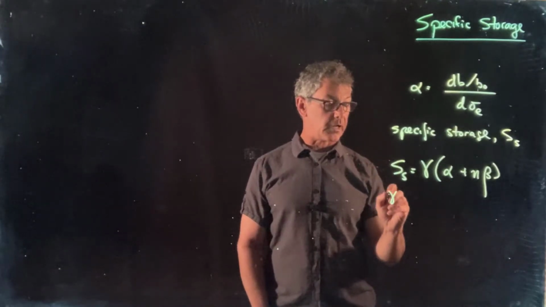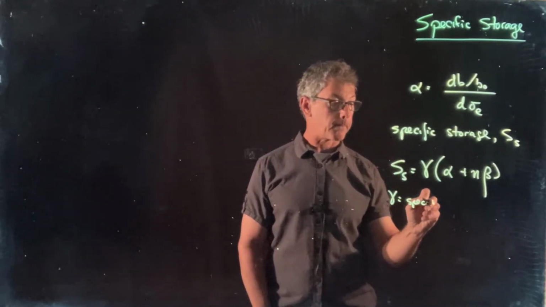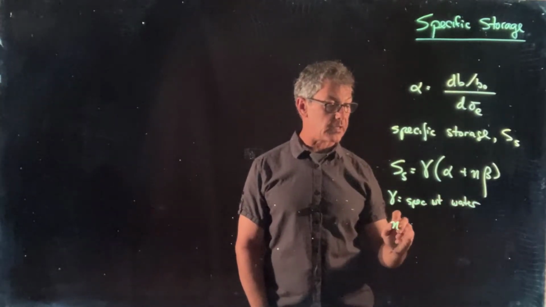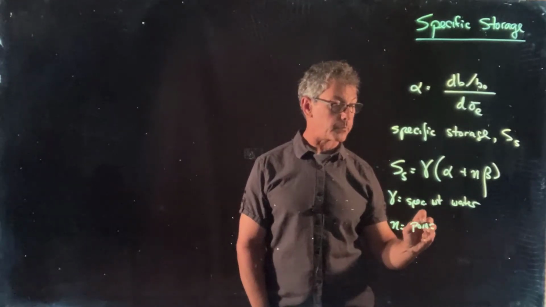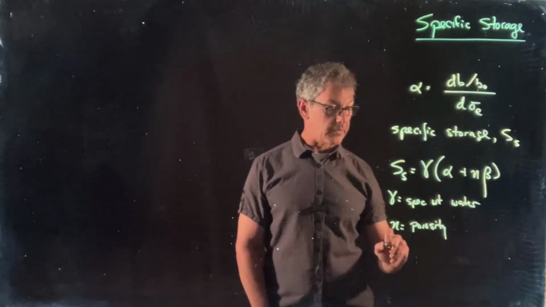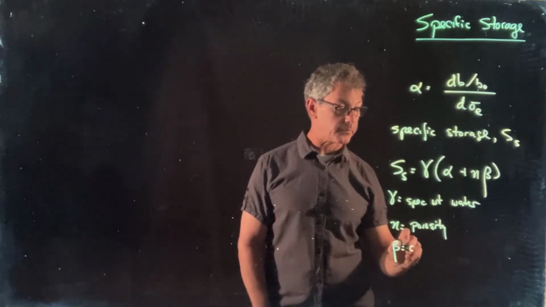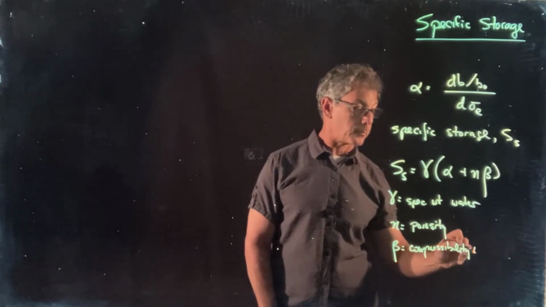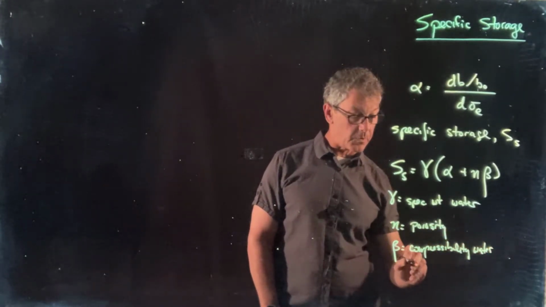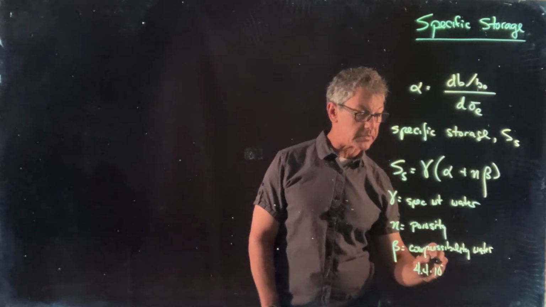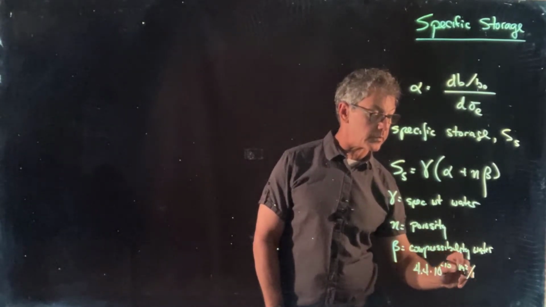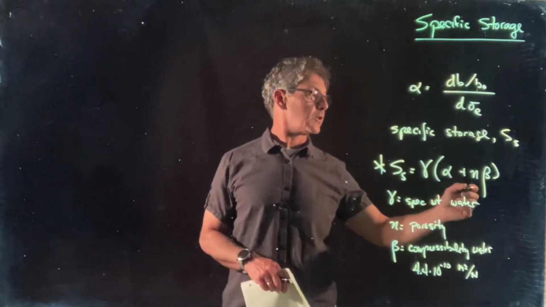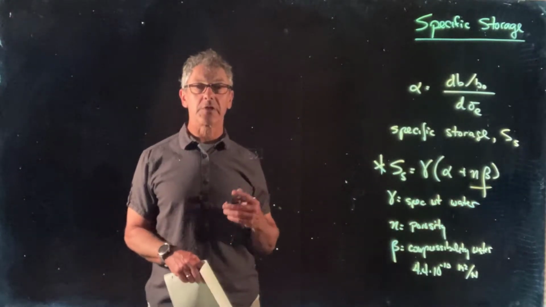So gamma is the specific weight of water. You already know alpha is compressibility, N is the porosity, and beta is the compressibility of water. And as I wrote before, that's 4.4 times 10 to the minus 10th meters squared per Newton. Okay, so let's ignore this term over here for the time being. So that's the compressibility of water.